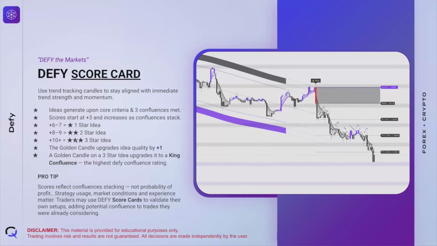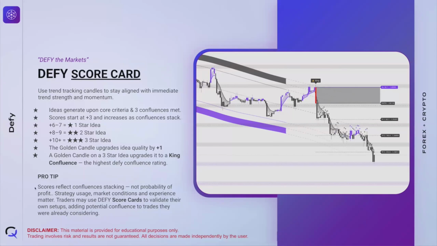And then now the only way to get a king confluence rating is that you need to have a 3-star idea, which is a minimum of 10 out of the 15 confluences met, plus the golden candle. And if you get that, then the idea will upgrade to a king confirmation. And the king confirmation is DeFi's highest confluence rating. Okay? That's the best that the system can provide.